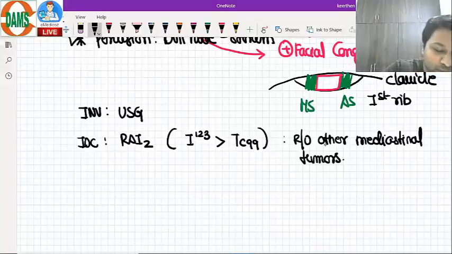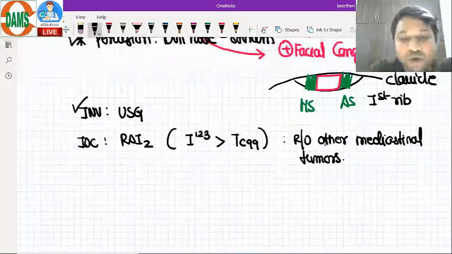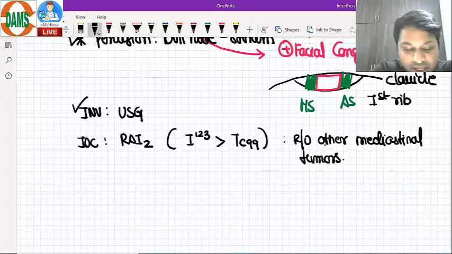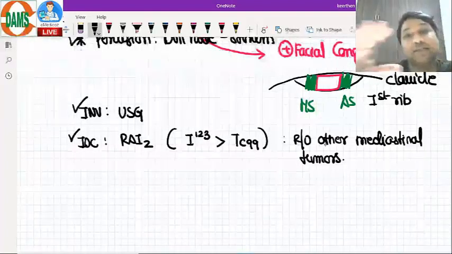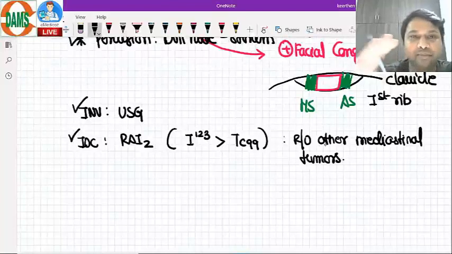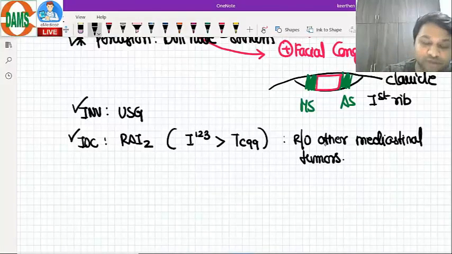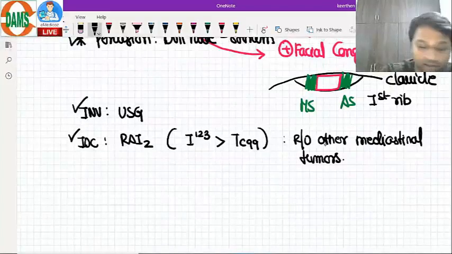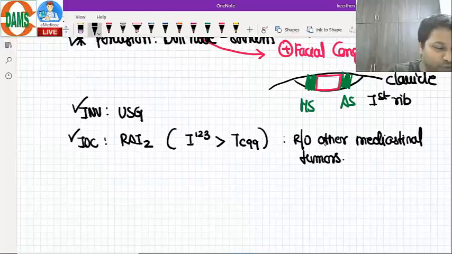Ultrasound will tell you there is a mass, but ultrasound will not be able to tell you whether it's a thyroid mass or a mediastinal mass or a thymic mass. Whereas the radioactive iodine will tell you it is a thyroid mass, because thyroid tissue will have active or exclusive uptake of iodine. So it also helps to rule out other mediastinal tumors.